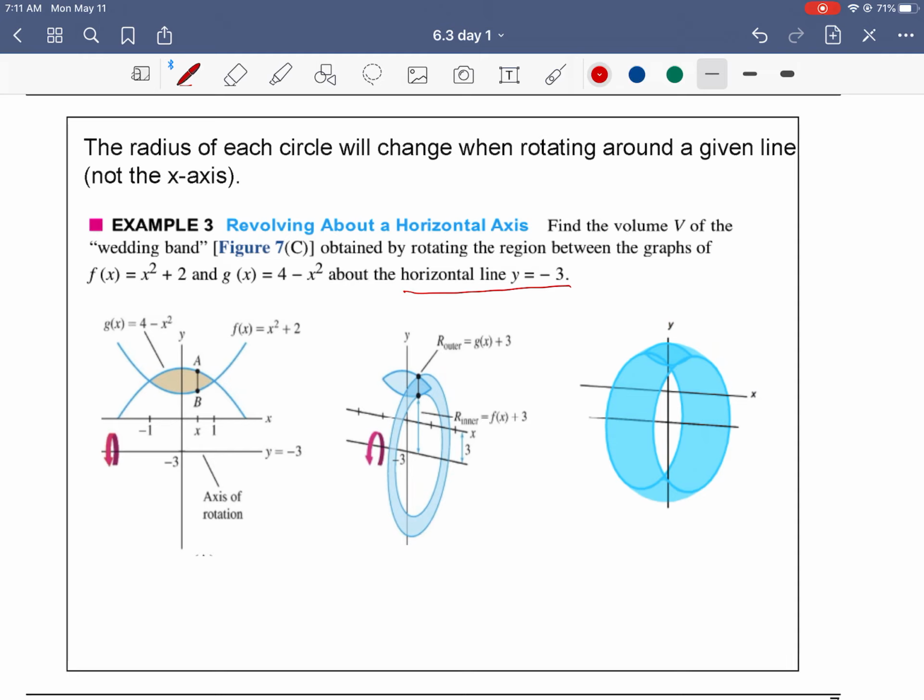So the problem says, find the volume V of, they call this the wedding band, obtained by rotating the region between the graphs of f of x equals x squared plus 2. So let's do f in red. So x squared plus 2. And g of x in blue is 4 minus x squared.